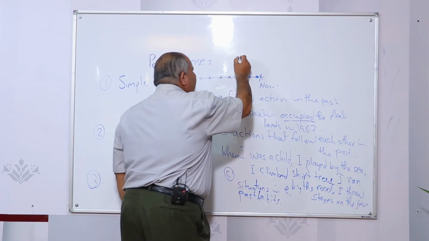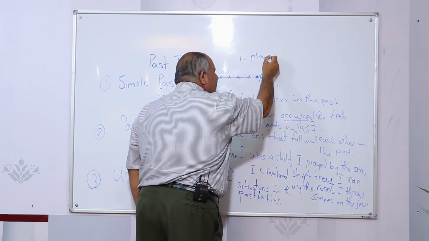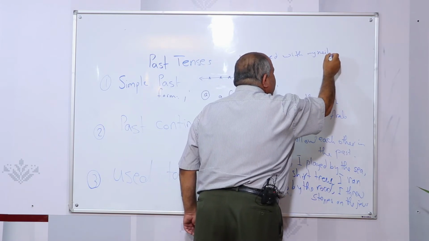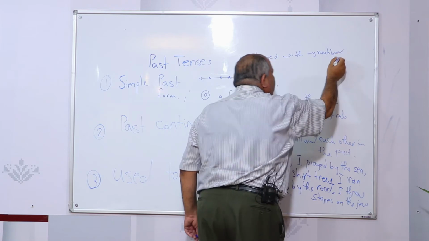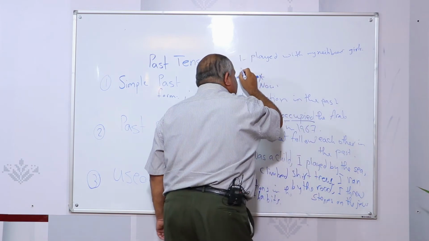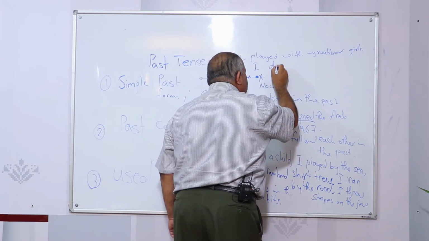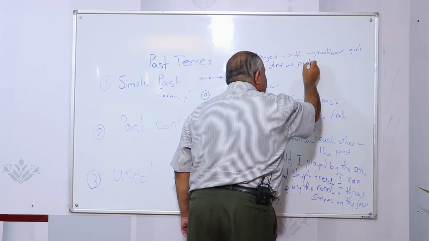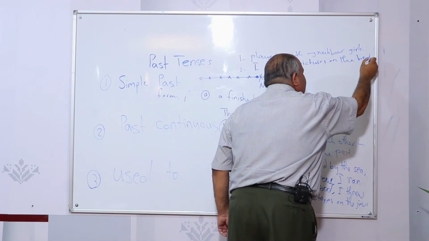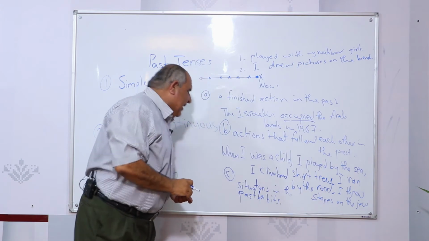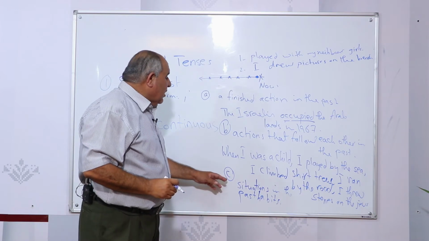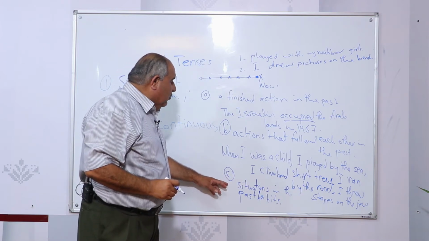I played with my neighbor girls. When I was a child, I drew pictures on the beach. These were my habits. So in this case, situations which express habits in the past are also expressed by using the simple past.